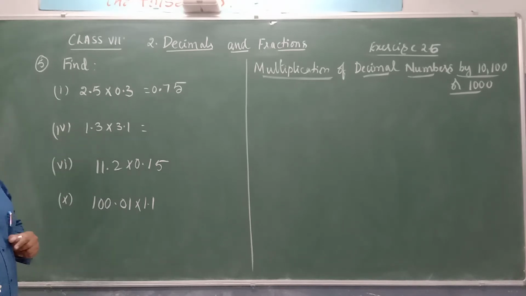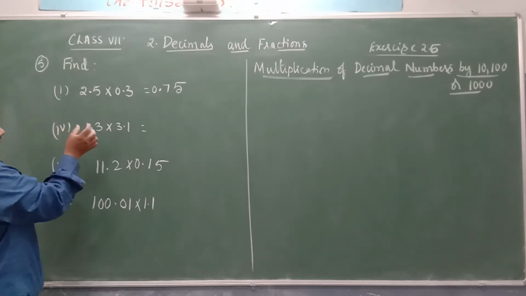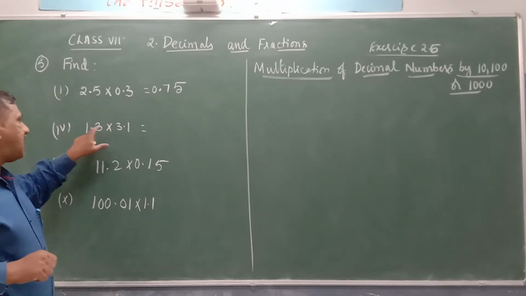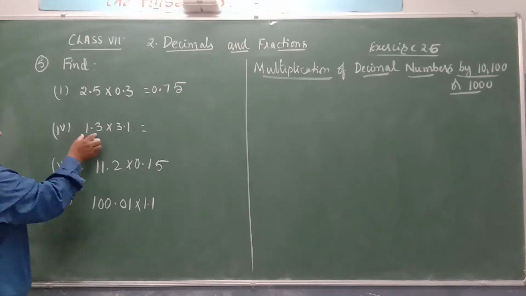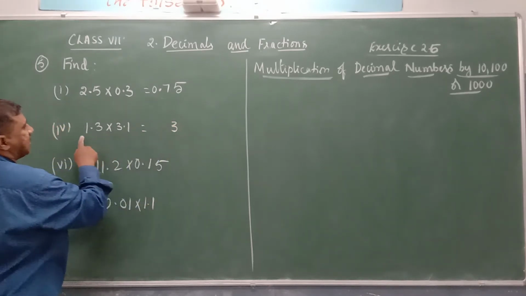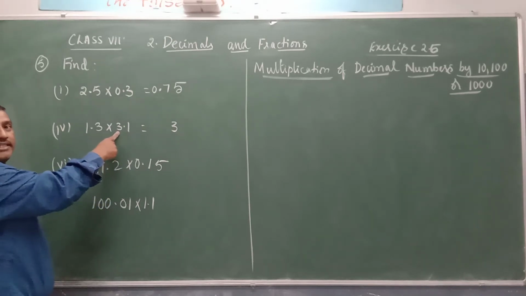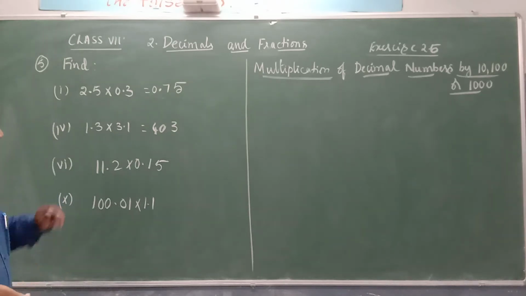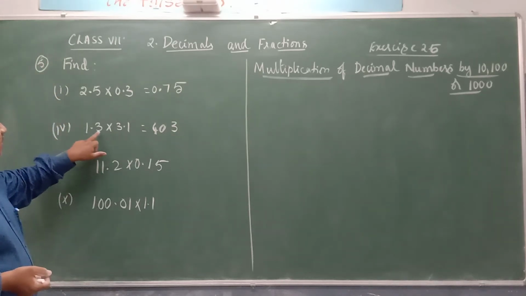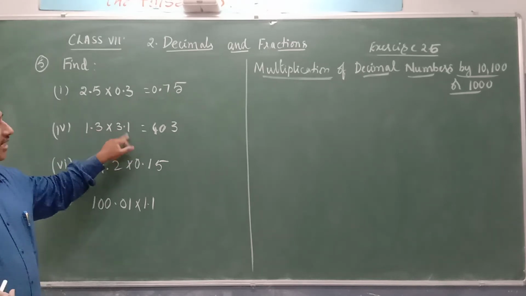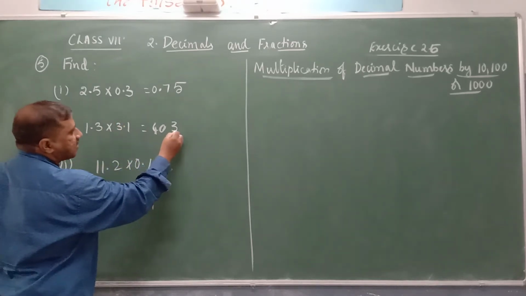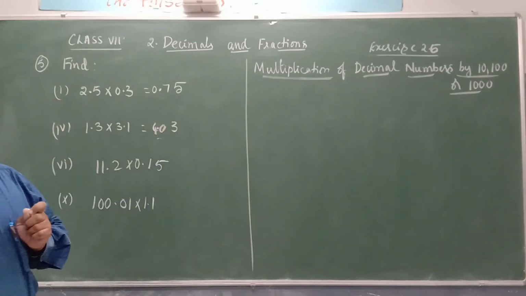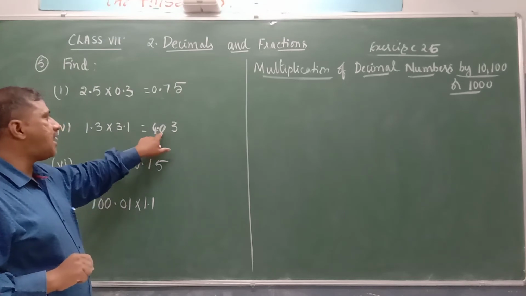Now the fourth question. 1.3 into 3.1. Multiply by ignoring the decimal point, as whole numbers 13 and 31. So we know the 13 table. 13 ones are 13. 1 is there. 13 threes are 39. 39 plus 1, 40. It is 403. Now count the number of digits after the decimal point. Here 1 and here it is 1. 2 digits are there. Keep the decimal point after 2 digits, that is 3, 0. So we will get the decimal point between 4 and 0. Now it is 4.03.